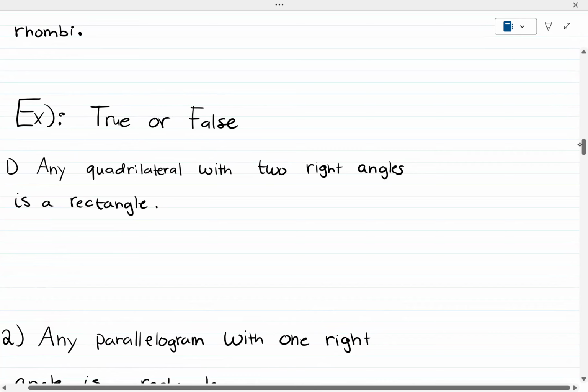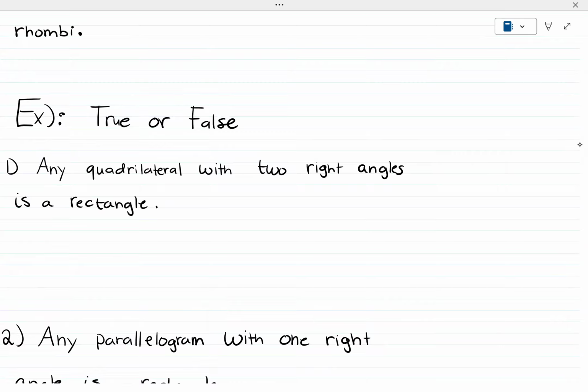Let's talk about true or false questions. True or false? Any quadrilateral with two right angles is a rectangle. You think that's true? Any quadrilateral with two right angles is a rectangle. I think that might be false because in a rectangle, all four sides are congruent, and then parallel sides are congruent, right?